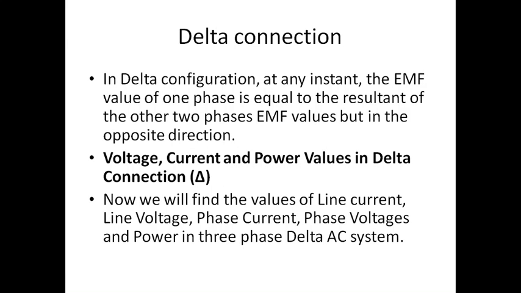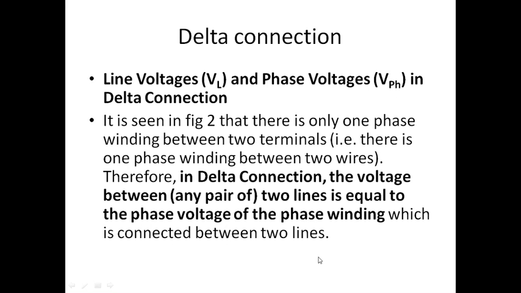At any instant, the EMF value of one phase is equal to the resultant of the other two phase EMF values, but in the opposite direction. EMF is electromotive force. The three-phase supply is generated by EMFs kept 120 degrees apart. So we have to know the power value and the delta values. We need to know the line current and phase current, as in the star connection.